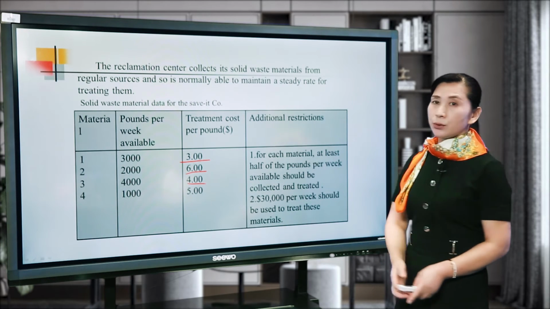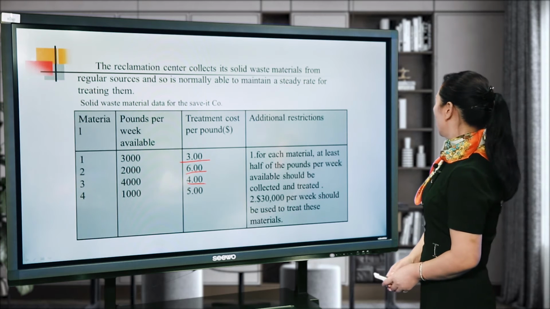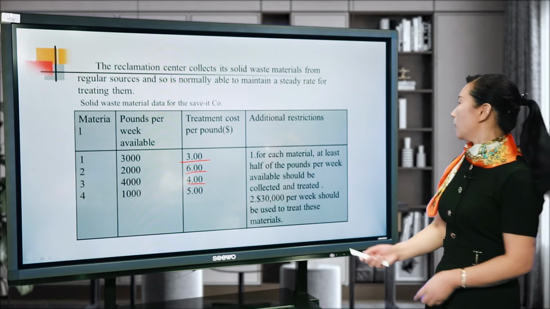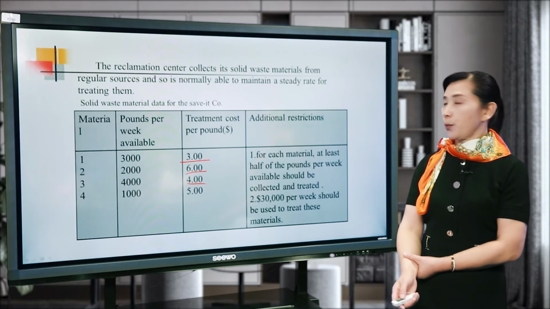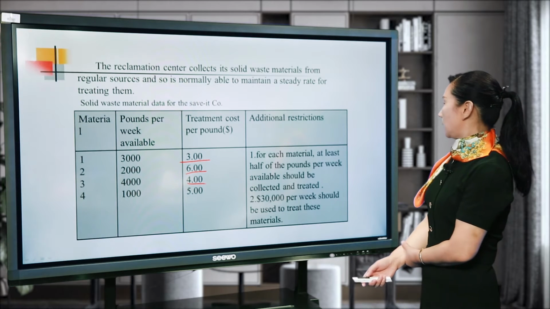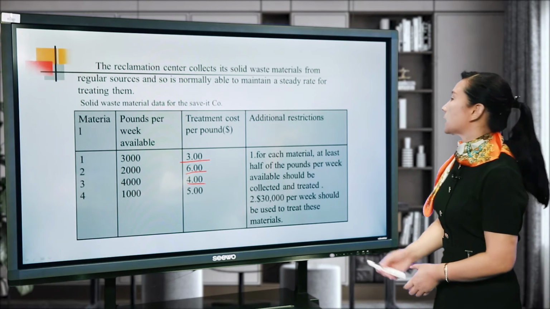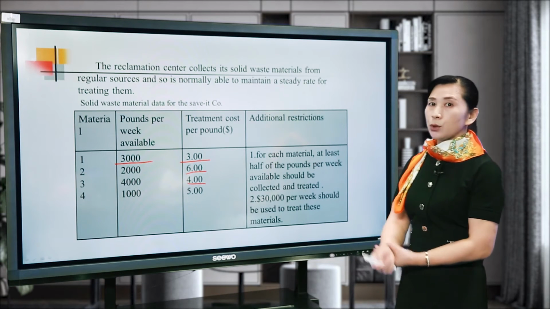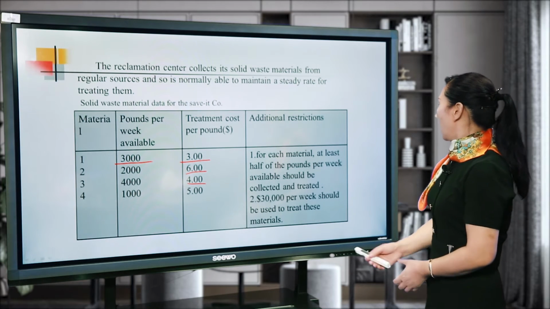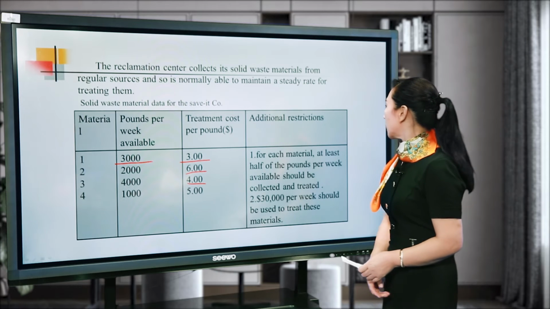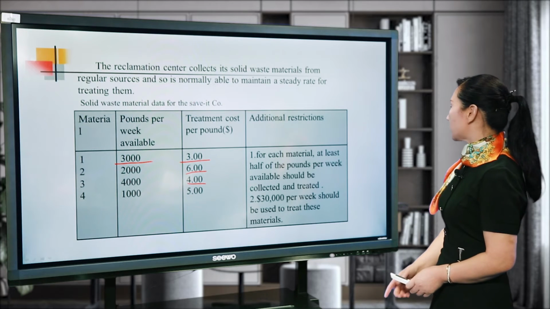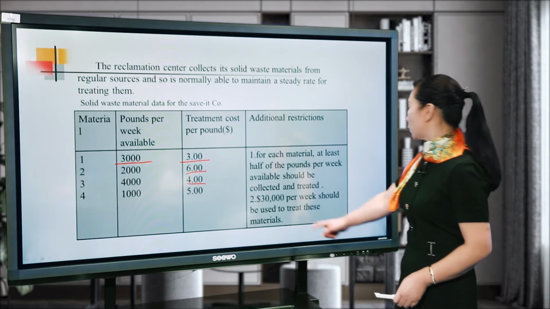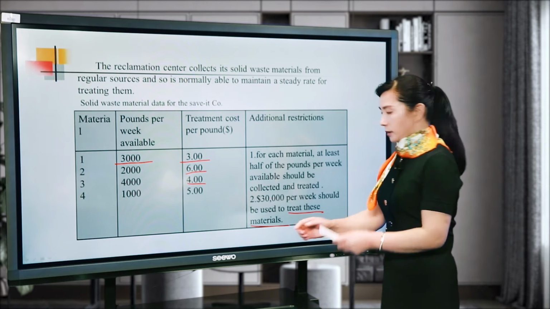An additional restriction in this problem is that for each of the materials, at least half of the pounds per week available should be collected and treated. That is, half of this must be treated. And restriction 2 is that $13,000 per week should be used to treat these materials.